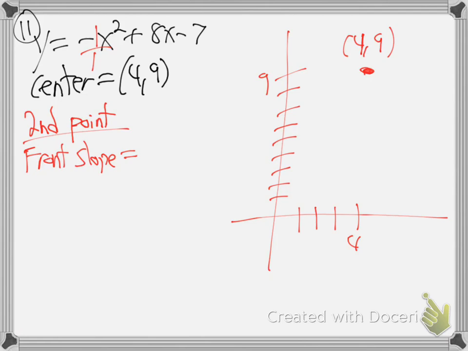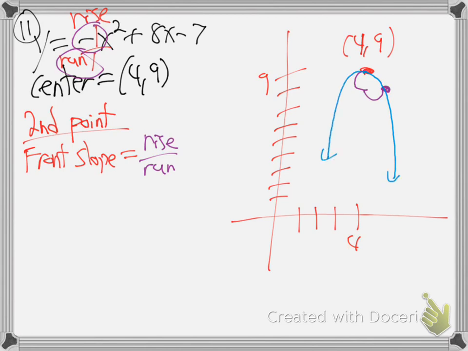There's nothing in the front, so it's an invisible 1. There's a negative sign in the front. So you make it negative 1 over 1. That's rise over run. It's negative, so that means this one's going down. Front slope is rise over run. So it's going to rise negative 1, down 1, run positive 1, over 1. Right there. Connect the dots. So there goes the U-shape on that one.